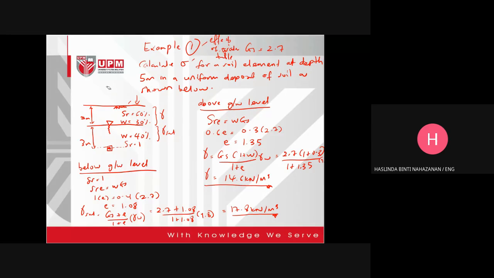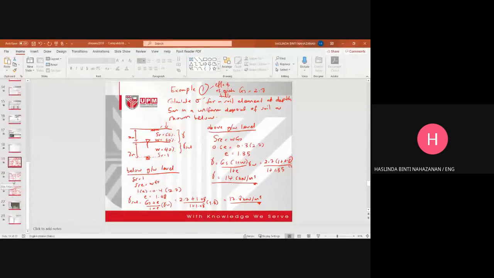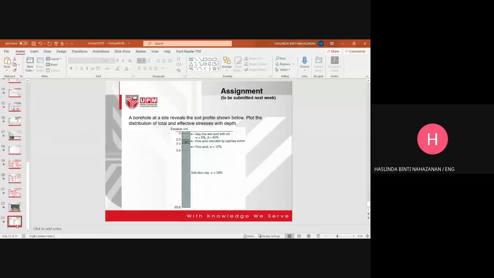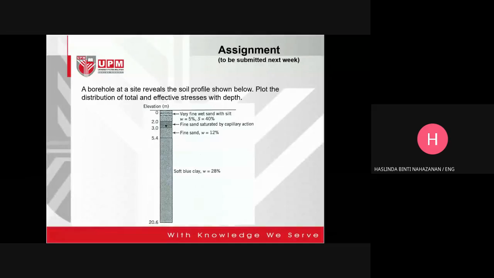Alright. The assignments, very easy actually, but you have to try and submit. To be submitted by next week in Putra Blast. Senang je. Ini you buat paling lama pun 20 minit.